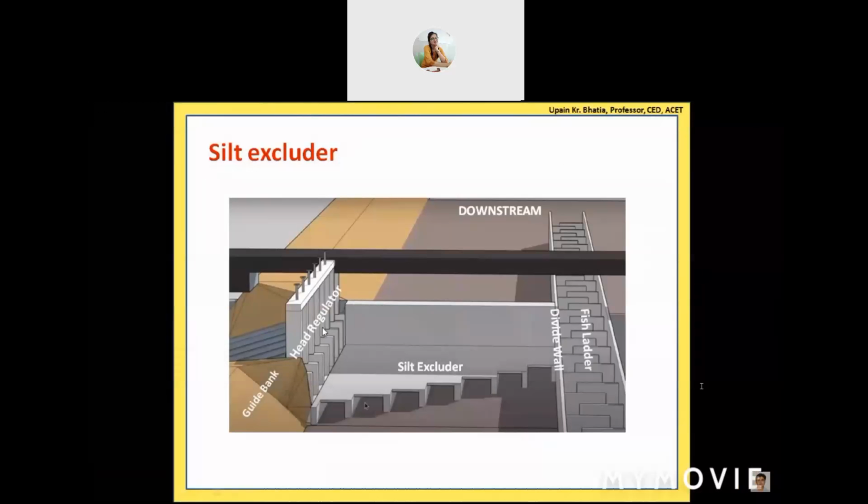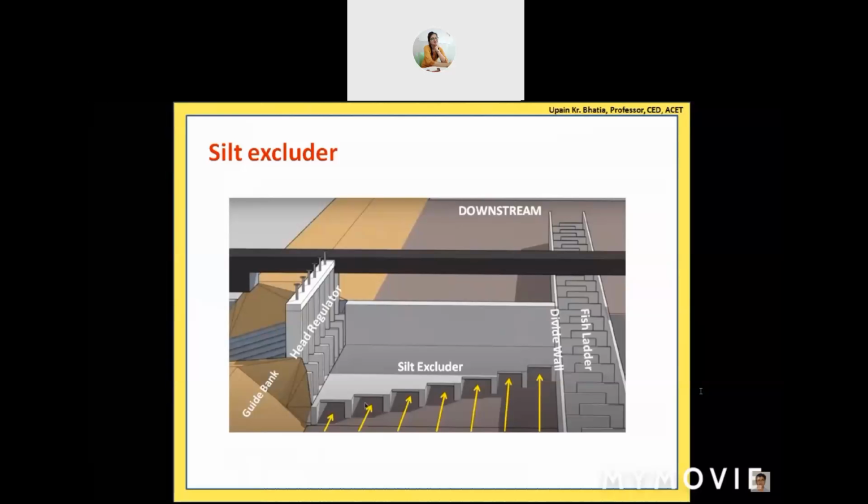But how to prevent the entry of silt into this canal? So we utilize the concept that the silt concentration is high in the bottom layers. So what we do is we provide a silt excluder, which is provided in the form of a series of tunnels of reducing length as we move away from the head regulator. Okay, so yellow arrows represent the bottom layers, which have high silt concentration.